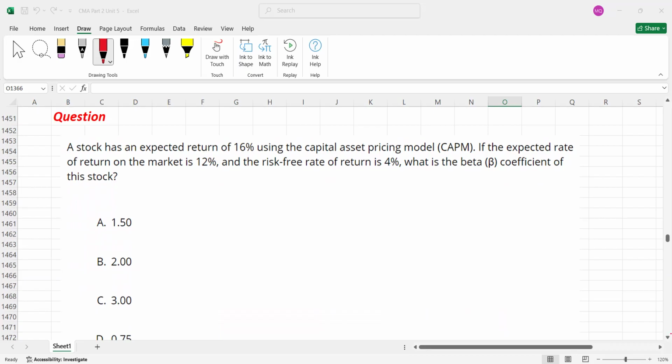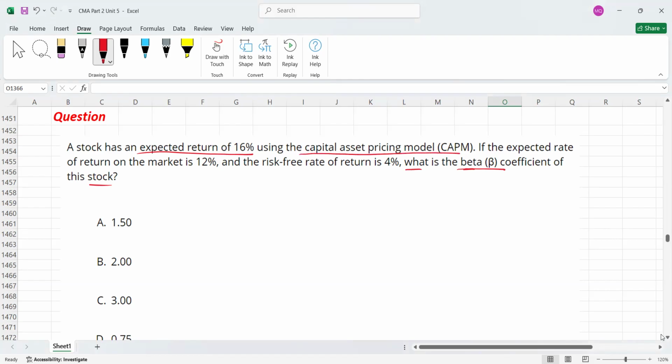So the question is, what is the beta coefficient of this stock? So beta is asking. What is the value of beta is actually what he's asking. So let's read the question again. Now they're saying a stock has an expected return of 16%. This is the expected return using the capital asset pricing model.